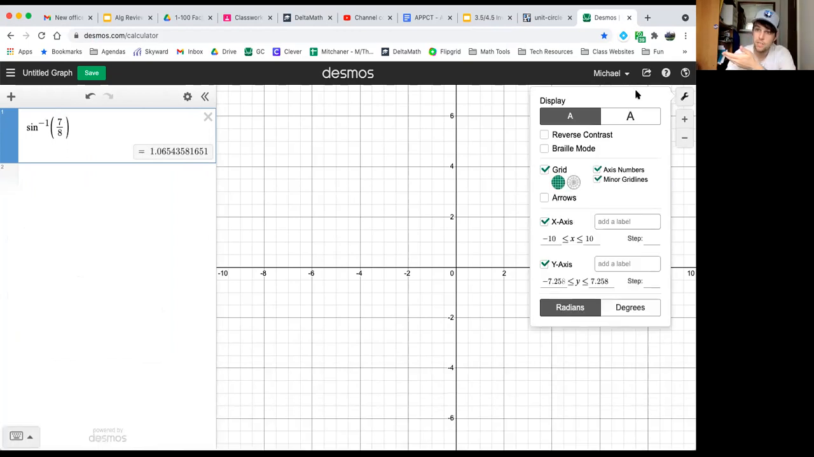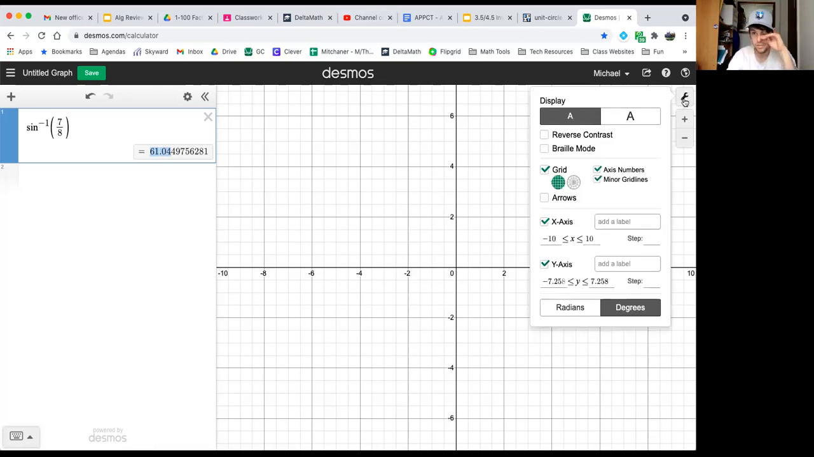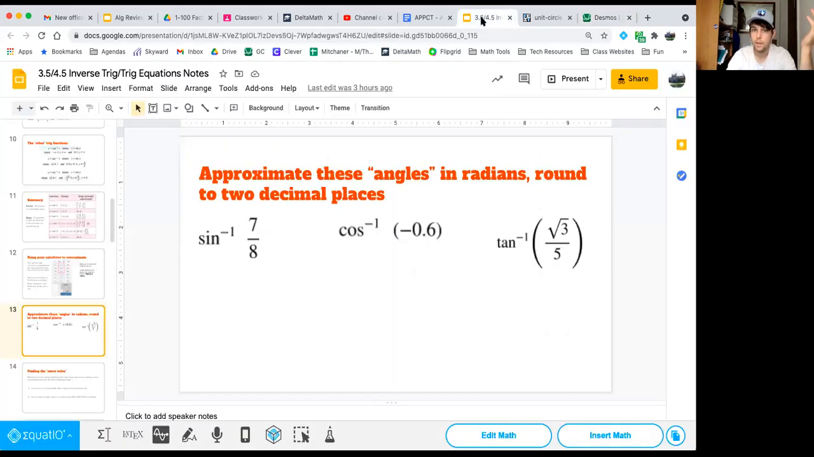If we need to change it for whatever reason, currently in radians, if we want to change it to degrees, we click this little tool icon and change it to degrees. Now it gives us the degree equivalent up here. So this is in degrees, different measurement, same angle, but a different unit of measurement. We're going to go with radians, though, so we'll call this 1.07 as our output.